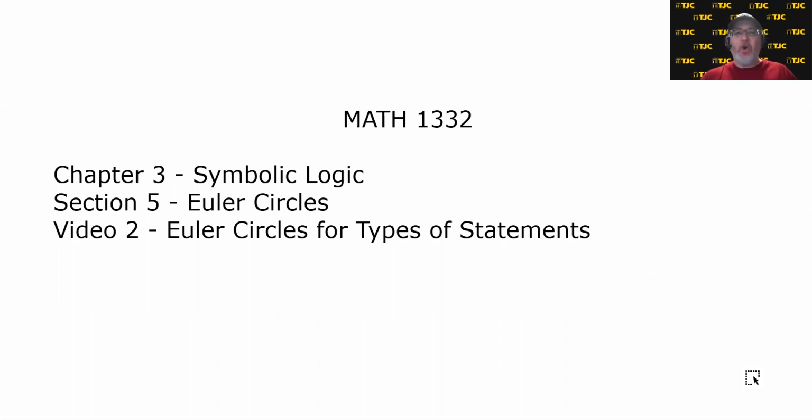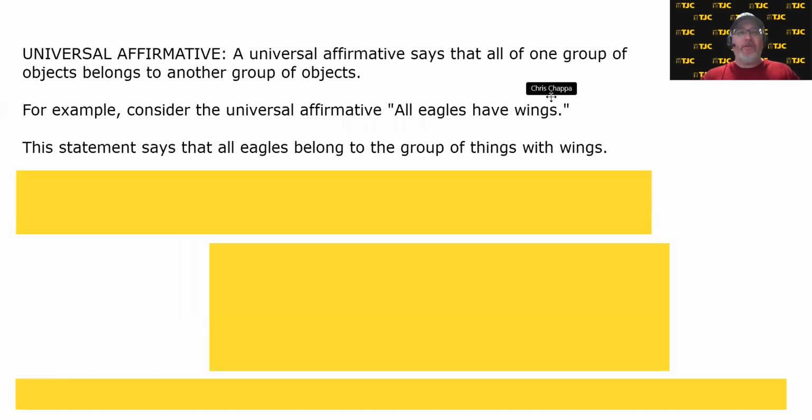In the previous video, we learned about the types of statements that we would be using in different types of arguments, namely quantified statements. And we identified those statements as universal affirmative, universal negative, particular affirmative, and particular negative. In this video, we're going to learn how to draw pictures for each of those types of quantified statements. Let's start with the universal affirmative.